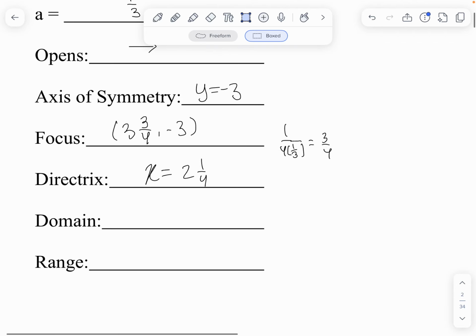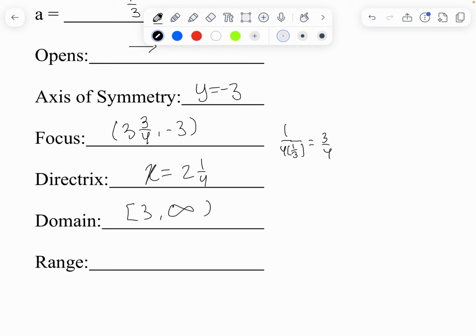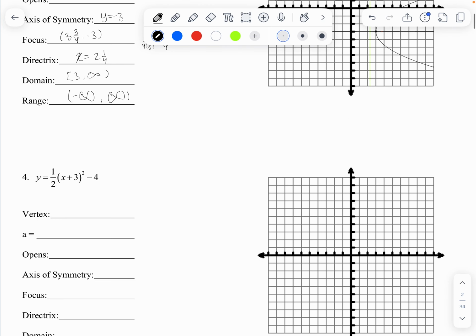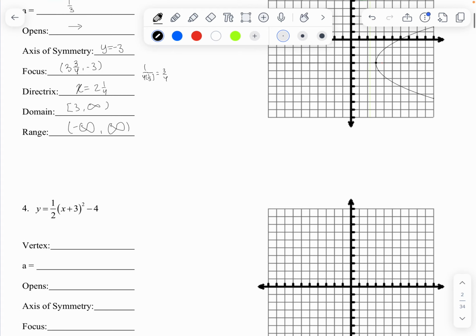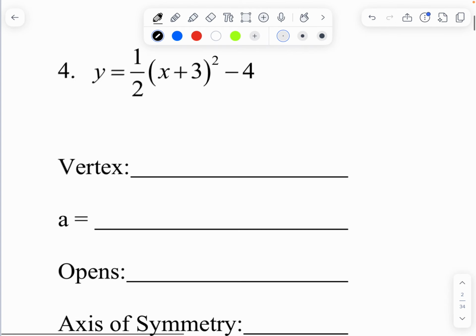And time for the domain. The domain is going to be 3, comma, infinity, and the range is -infinity, comma, to infinity. And time for the last one. So let's speed run this.